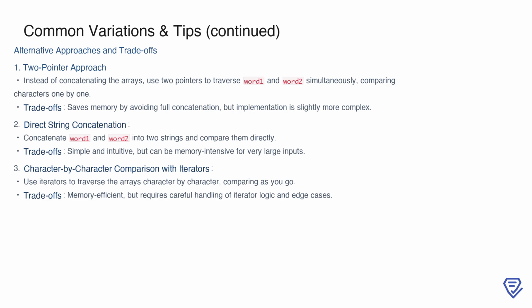Another approach is direct string concatenation, where you combine word 1 and word 2 into two complete strings and compare them. This is simple and intuitive but can be memory intensive when the arrays are very large. A third option is character-by-character comparison using iterators, which allows you to traverse the arrays efficiently without full concatenation. However, this method requires meticulous handling of iterator logic and edge cases. Each of these approaches has its strengths and weaknesses, so choosing the right one depends on the constraints and requirements of the problem.